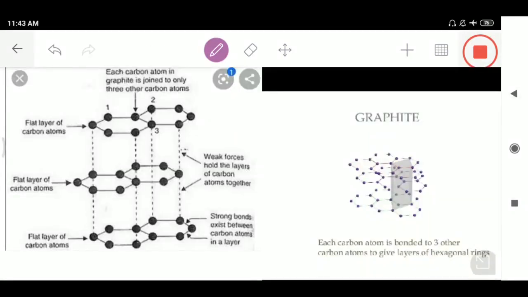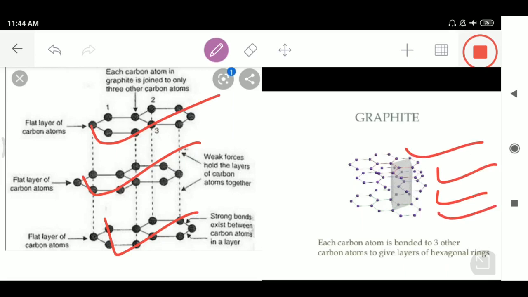As far as the structure of graphite is concerned, it is very different from that of a diamond. A graphite crystal consists of layers of carbon atoms, or sheets of carbon atoms. This is layer number 1, layer number 2 and layer number 3. Look at another picture, layers. That means the structure of graphite is very different from that of the diamond.